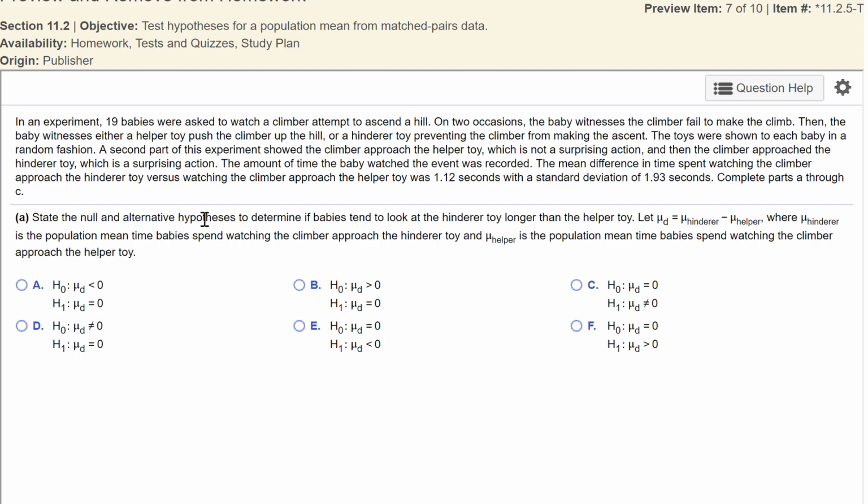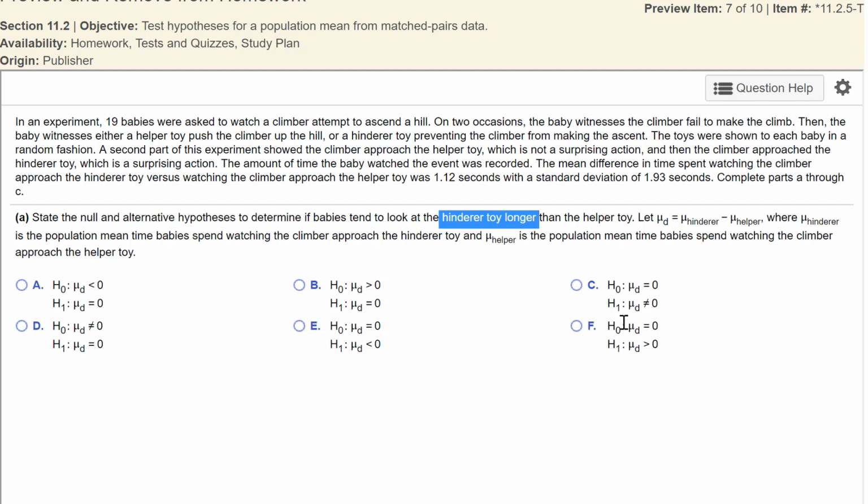Okay, so let's think about the research or the alternative hypothesis first. Babies tend to look at the hinderer toy longer. So we're not just looking for a difference, so we know it's not going to be the not equal to's. So think about this. If we are expecting the mean hinderer to be bigger than the helper, I'm taking a bigger number minus a smaller number. What kind of number do I get? I get a positive number, numbers bigger than 0. So that means our difference here is expected to be positive.